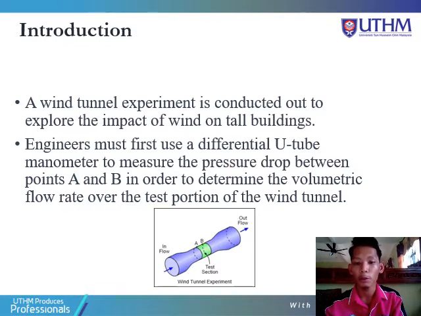a differential U-tube manometer in order to acquire the volumetric flow rate across the test section of the wind tunnel. The density of the fluid in the wind tunnel is 1000 kg per meter cubed, whereas the density of the gauge fluid is 1600 kg per meter cubed. Meanwhile, H1 is 1.2 m and H2 is 0.775 m, the column heights.